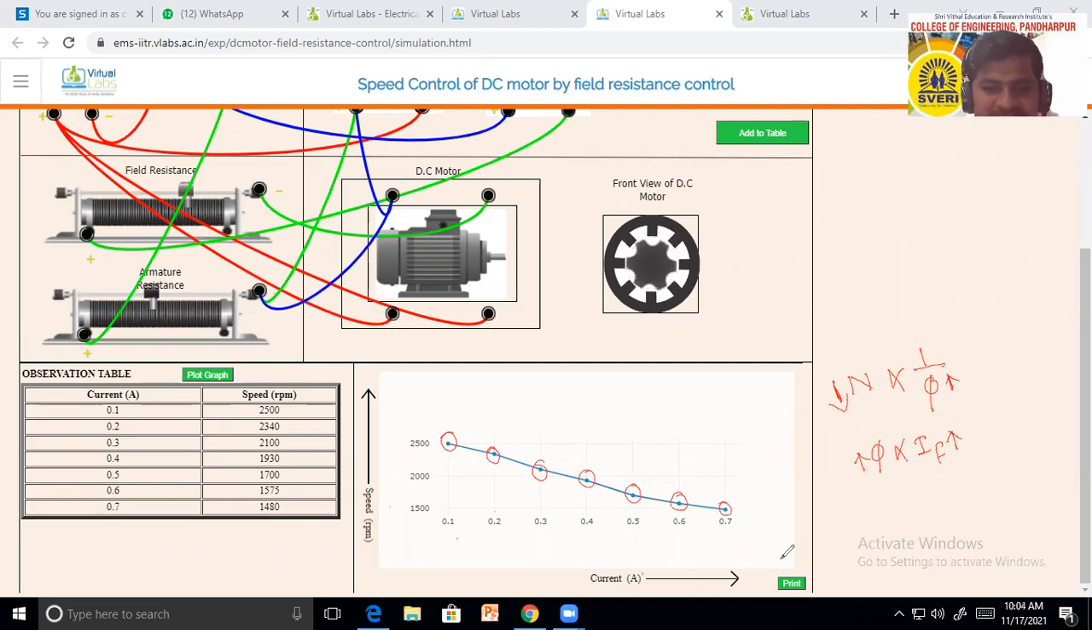Speed versus current characteristics. Similarly, as the current in the field circuit increases, it increases up to a saturation point. Up to that point the speed keeps dropping. At a saturation point the speed remains constant, when the current increases again, due to magnetic saturation. Due to magnetic saturation, the speed remains constant. After magnetic saturation the speed will be constant.